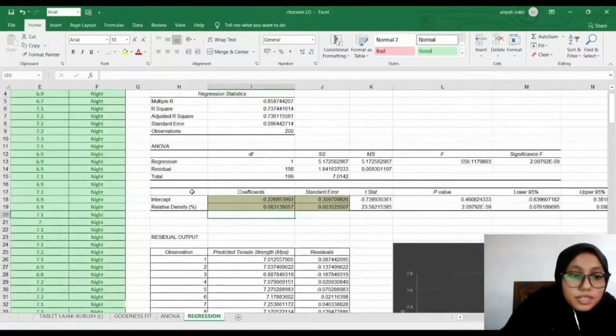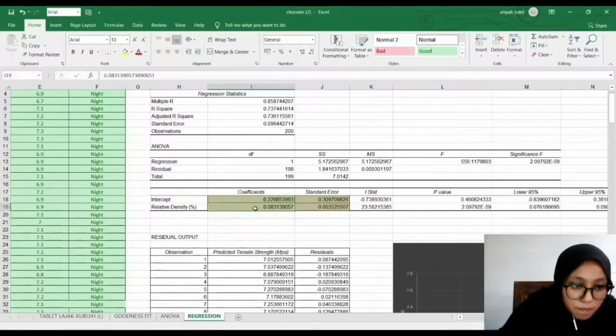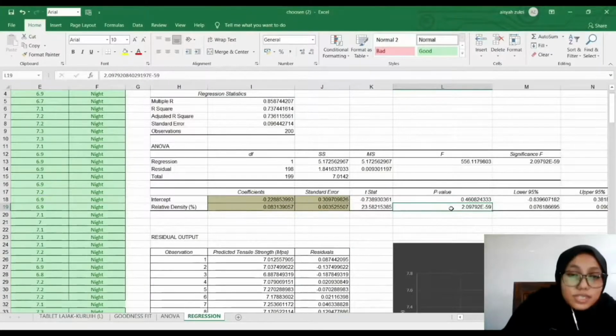Next, the table that we get is the estimation of the unknown regression coefficients. For the data in the table, the intercept and the relative density are represented by alpha and beta, respectively. Therefore, the alpha is negative 0.228853993 and the beta is 0.083139057. To check the significance of alpha and beta, we compare the p-value for alpha and beta by rows. For this table, the p-value for beta is this, which is much lower than the chosen significance level 0.05, which implies that the linearity between two variables does exist.